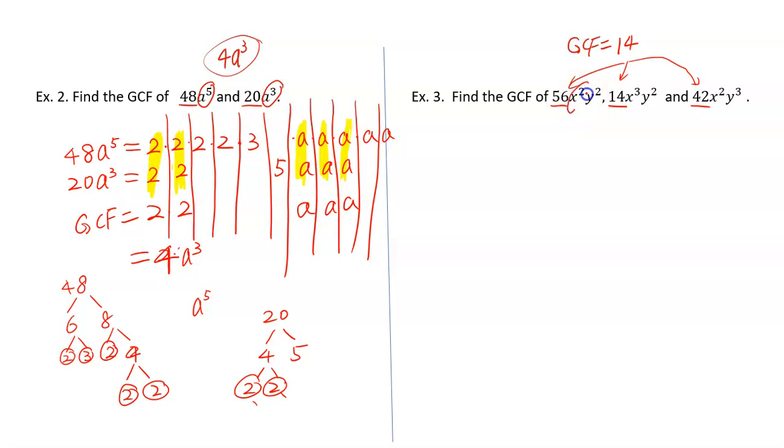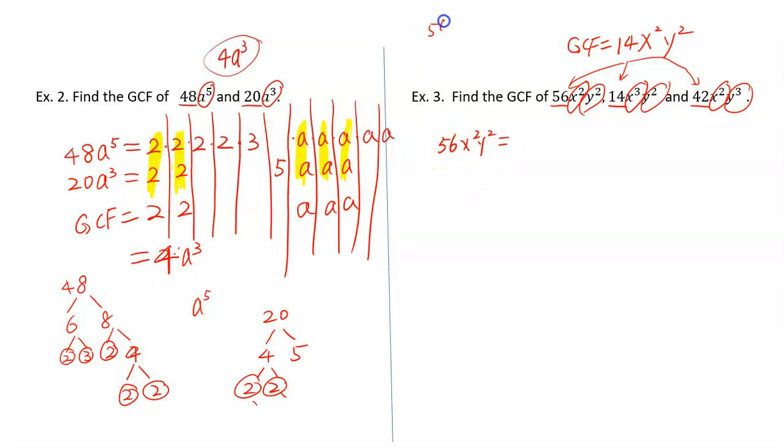And for the variables, 2 copies, 3 copies, and 2 copies, they of course have 2 copies in common. So pick the lowest. And the 2 copies, 2 copies, and 3 copies, they also have 2 copies of y in common. So you will be able to just look at them and get the GCF. But again, if you have trouble doing that, then you will have to do all the breakdowns.